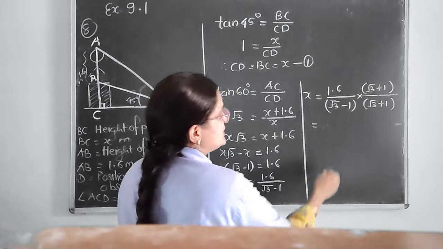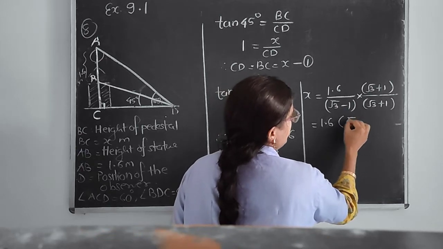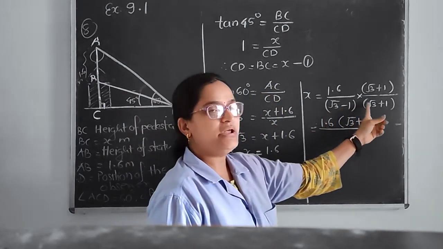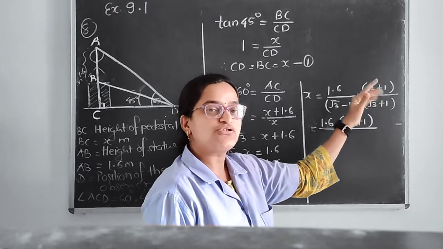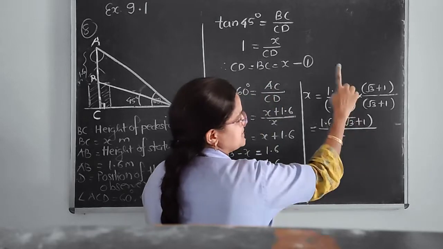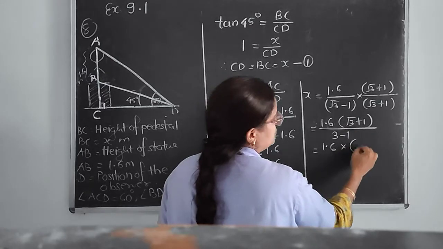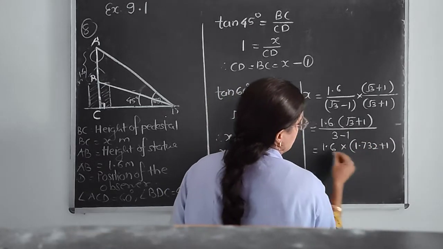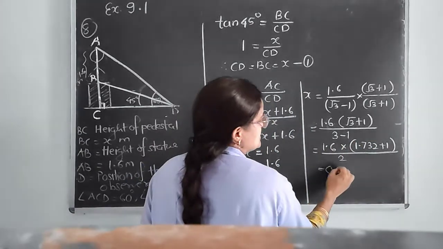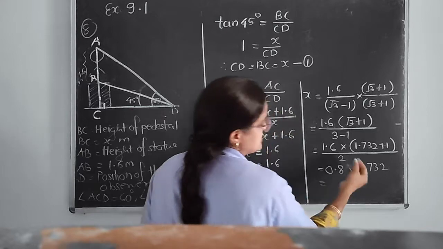Got it? Now, see what will be there in the numerator. The numerator will be 1.6 multiplied by root 3 plus 1 upon, now here this is a plus b into a minus b. I know these are the factors of a square minus b square. And so a square means root 3 square, that is 3. Minus b square means 1 square, that is 1. So it will be 1.6. Now root 3 I know is 1.732 approximately upon 3 minus 1 is 2. Now 1.6 divided by 2 is 0.8 multiplied by 2.732.